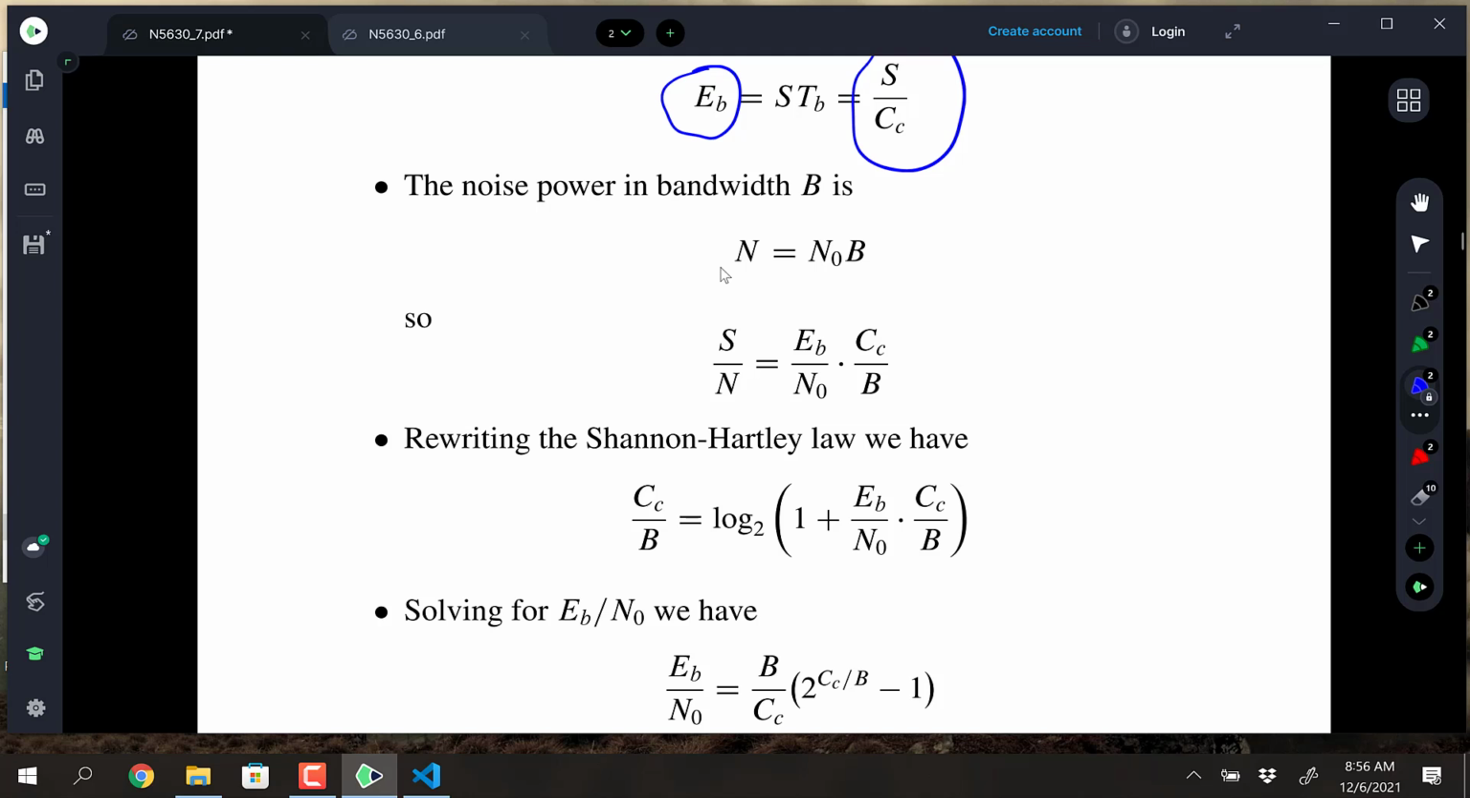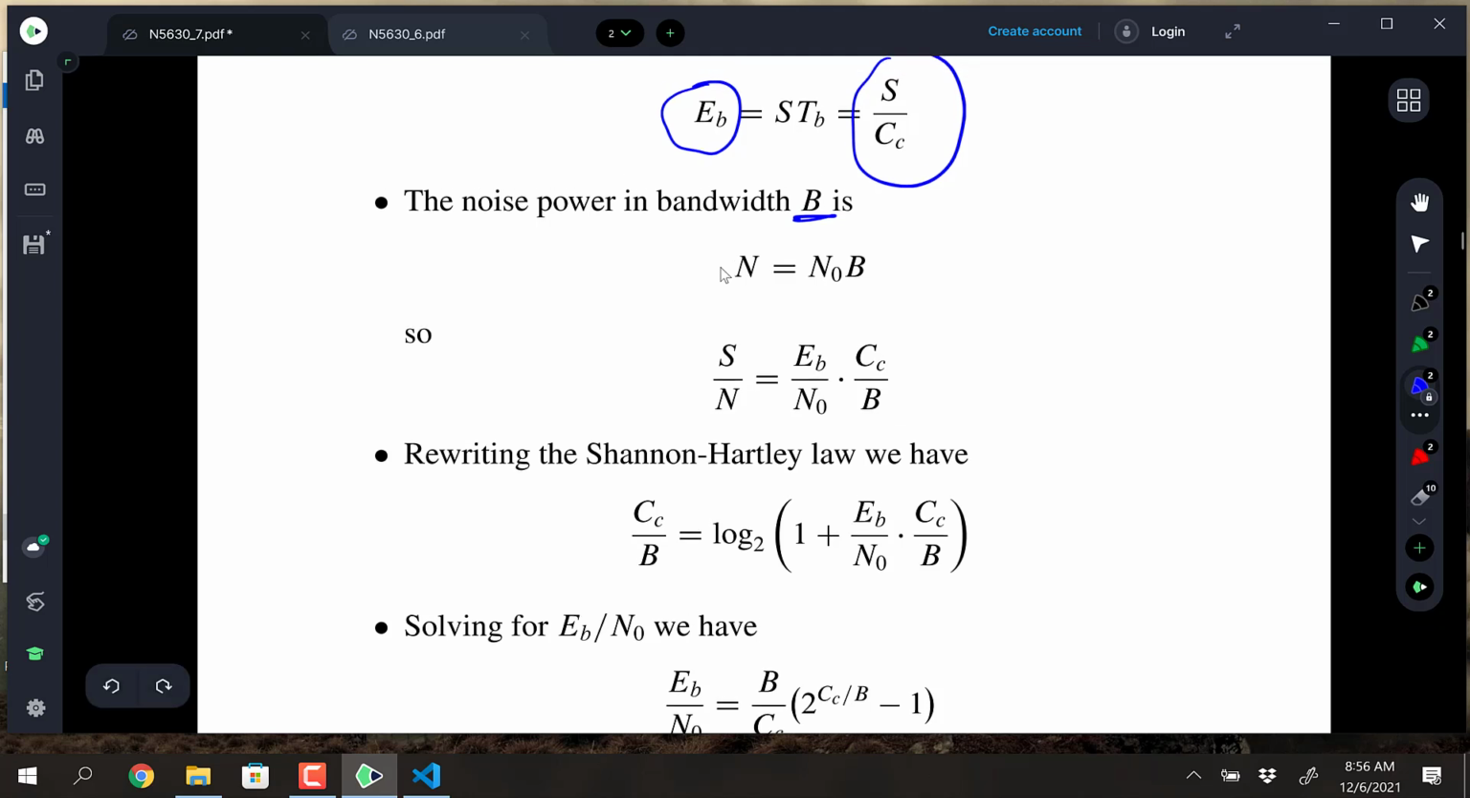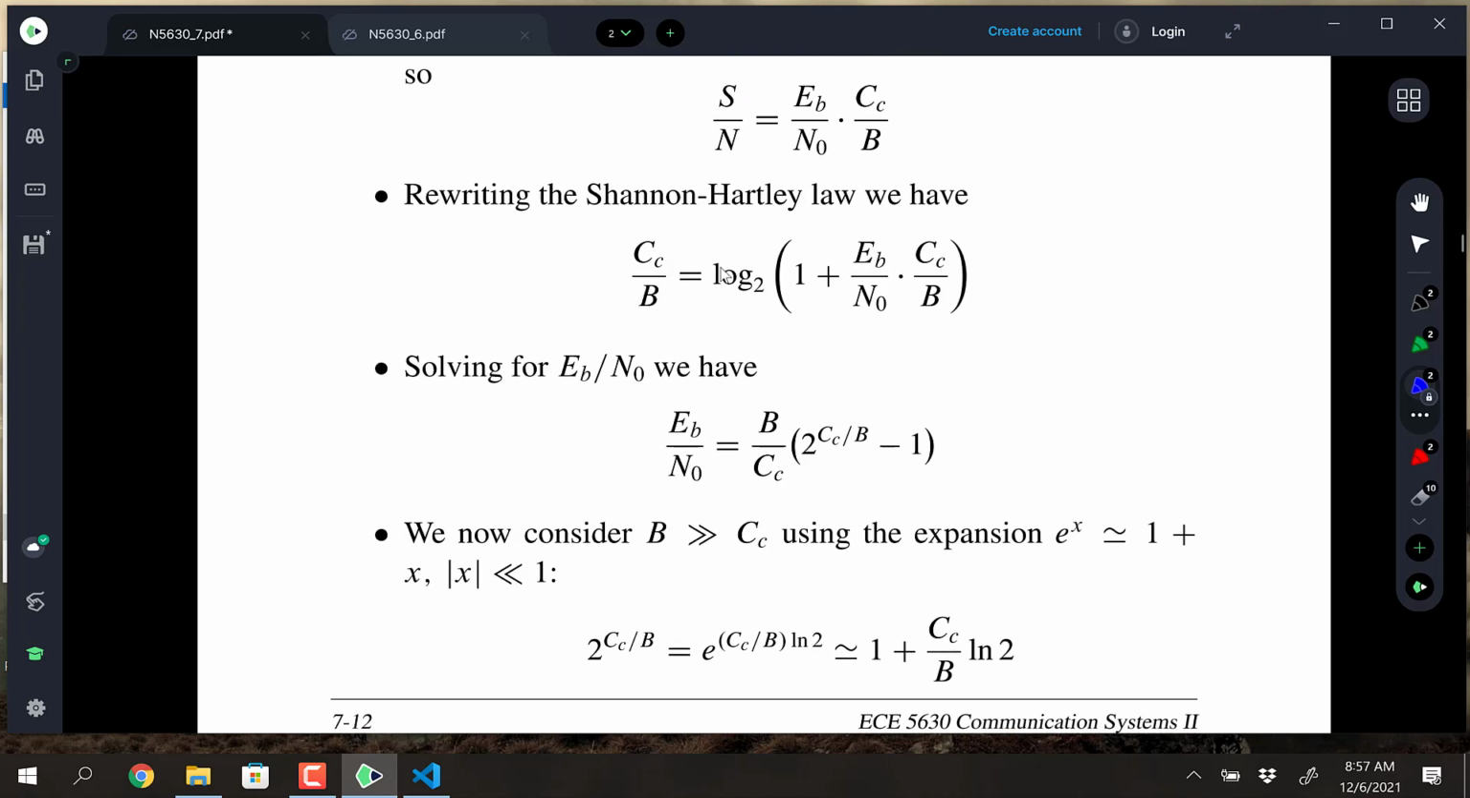Then the noise power is N_0 times B, and this is assuming a single-sided noise power spectral density, or single-sided bandwidth B. So N_0 is the single-sided noise power density, and N_0 over 2 would be the two-sided. So we can replace S over N by E_b over N_0 times C_c over B. Now we have all the quantities that we're wanting to get into place. Put that back into the Shannon-Hartley law, and then solve for E_b over N_0. This seems a little bit awkward, but it's what the books do to arrive at this Shannon limit, which is a pretty important number.